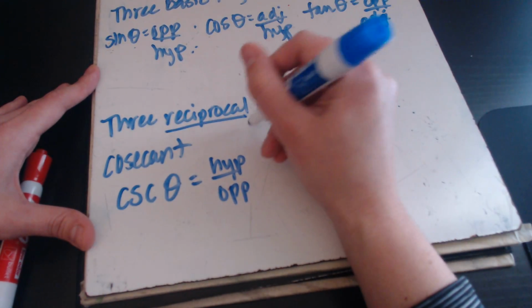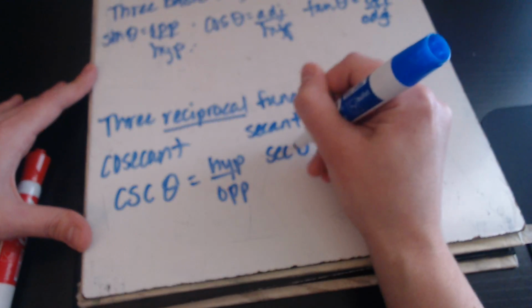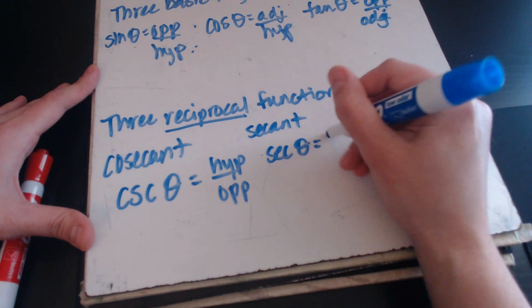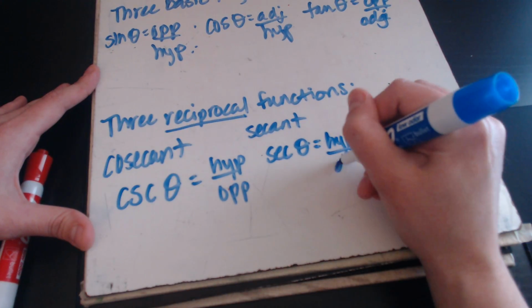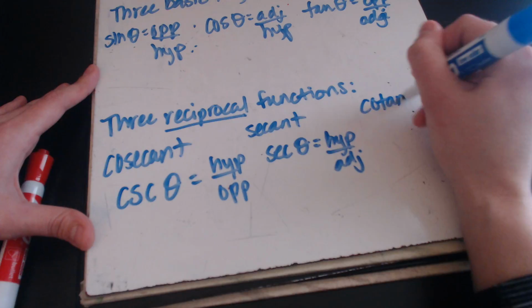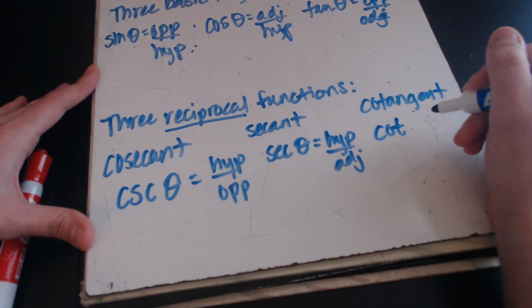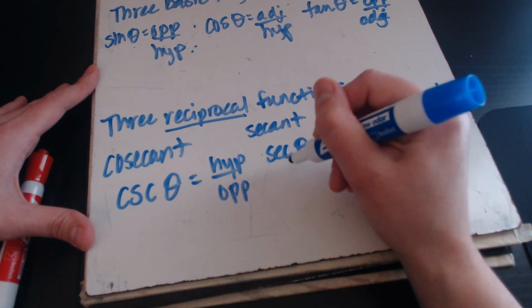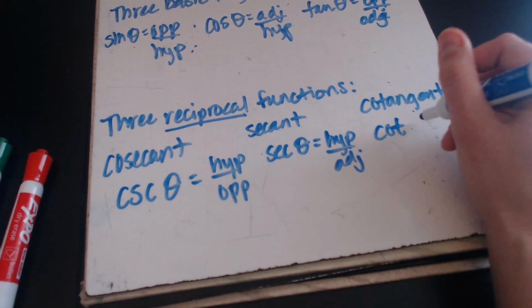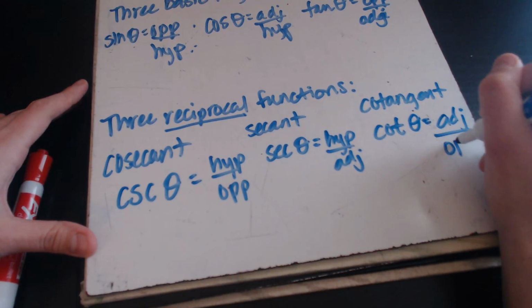The reciprocal of cosine is secant, which we abbreviate SEC, and this is going to be the reciprocal of cosine, which is going to be hypotenuse over adjacent. And then the reciprocal of tangent is cotangent, which we abbreviate COT. We don't say cot, we still say cotangent, we still say secant, we still say cosecant, of theta equals adjacent over opposite.